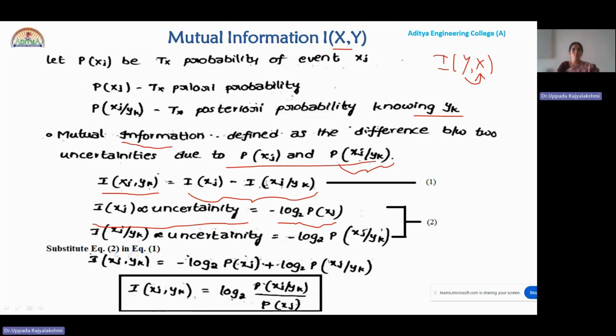Now, what is I(xj,yk)? It is the difference between the uncertainties of the a priori and a posteriori probabilities. So I can write I(xj,yk) as minus log P(xj) minus of minus, so it will be plus log P(xj|yk). This is in the form of minus log a plus log b, so we can write I(xj,yk) as log b by a, where b is P(xj|yk) and a is P(xj). So this is about the mutual information of the transmitter with respect to the receiver.